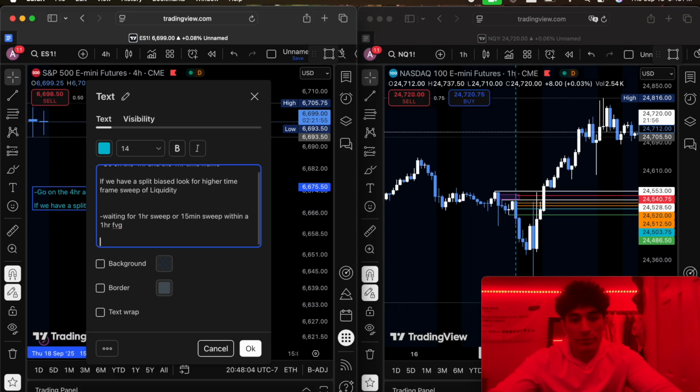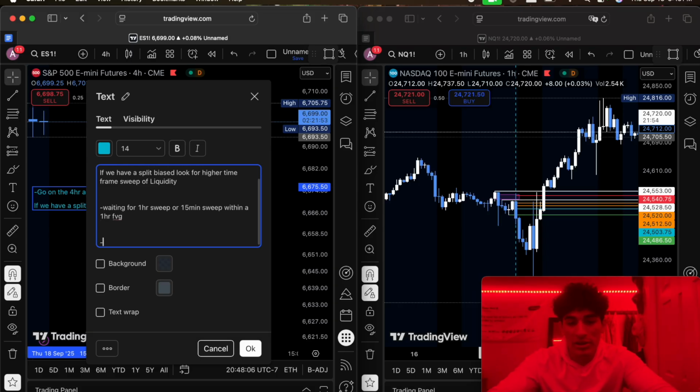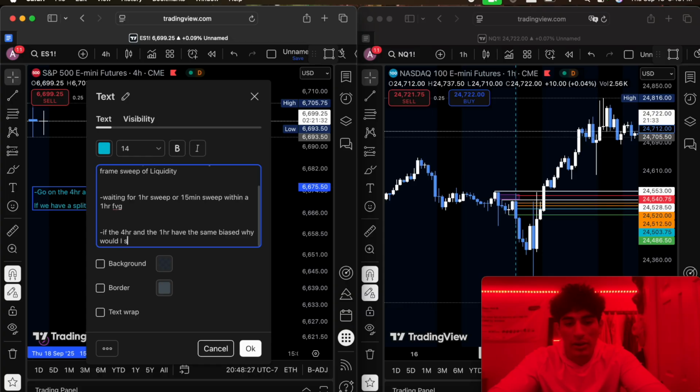And this is another big thing, I'm dropping straight sauce. Let's say the 4-hour and the 1-hour have the same bias, why would I switch it? So if the 4-hour and the 1-hour time frame both have the same bias, let's say in this situation it's bullish, right?